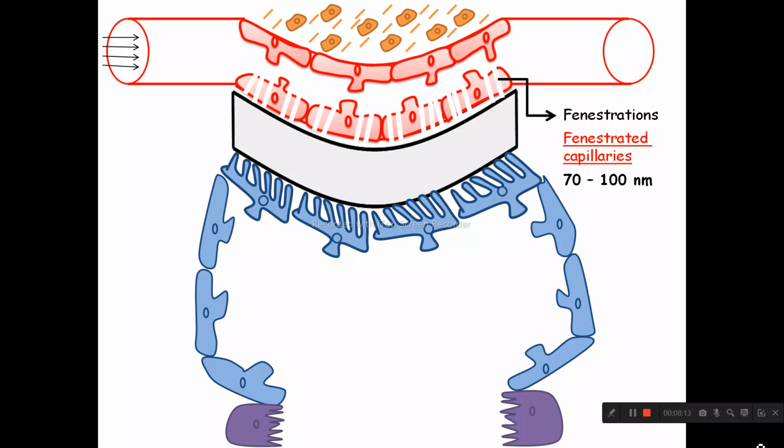Okay, perforations, fenestration. The endothelial cells have got holes. This is the important thing about the endothelial cells. Next, we will talk about the glomerular basement membrane.